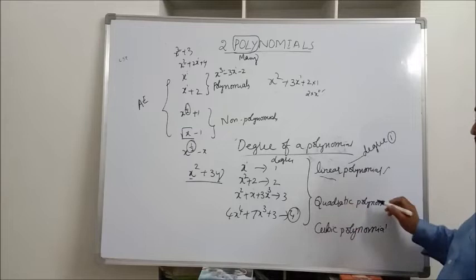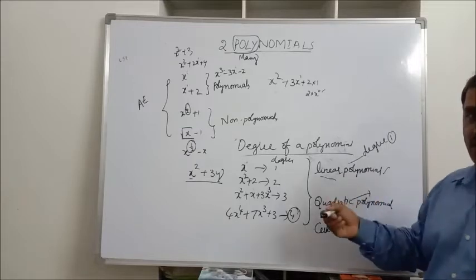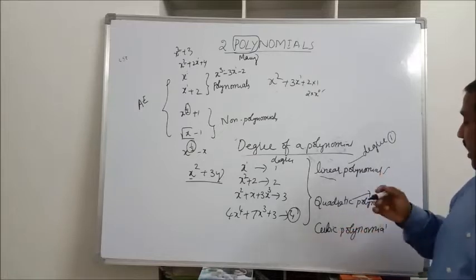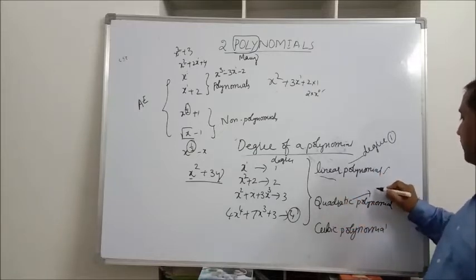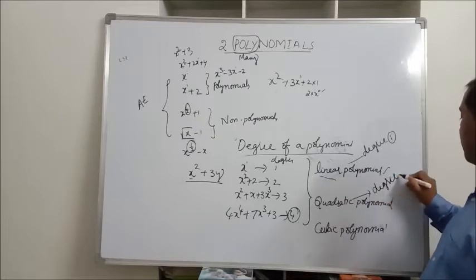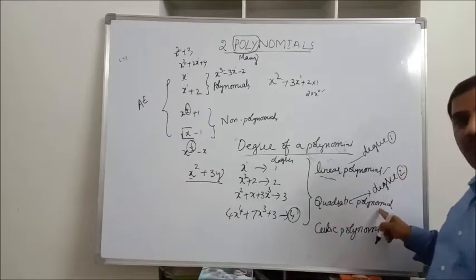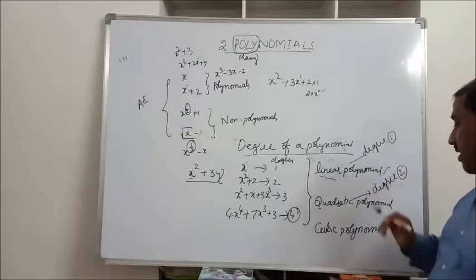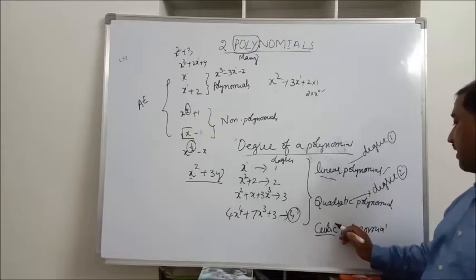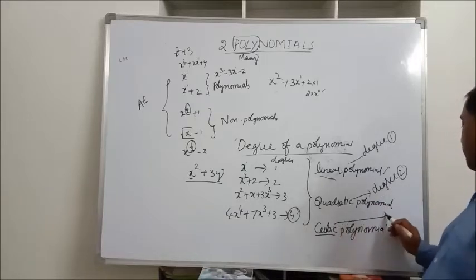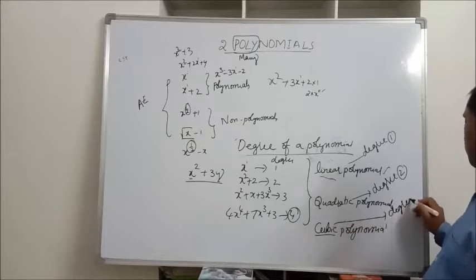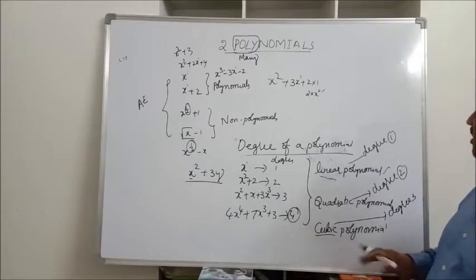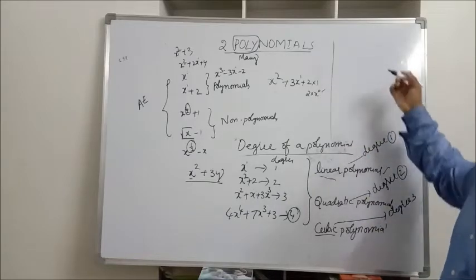Then what is a quadratic polynomial? Quadratic means quadrate. In Latin it is called quadratus, which means square, that is power 2. That's why a quadratic polynomial means degree 2. So a polynomial with a degree 2 is known as a quadratic polynomial. Then cubic means 3. A polynomial with a degree 3 is known as a cubic polynomial.